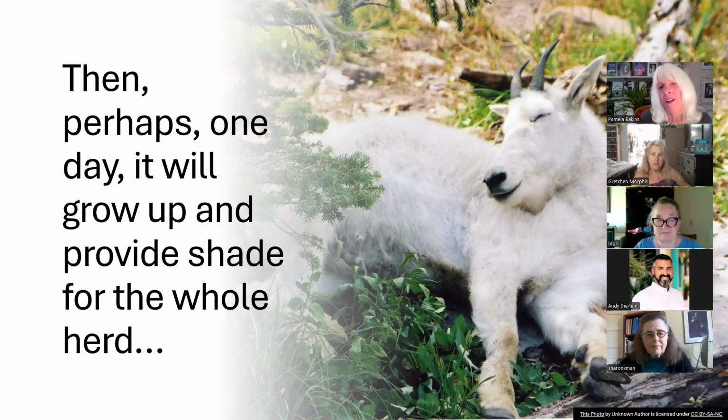Okay, I love this picture. That's why I got distracted there for a second. That's actually a mountain goat. I grew up with these mountain goats. Oh, they're so darling. Okay, in the Colorado Rockies.